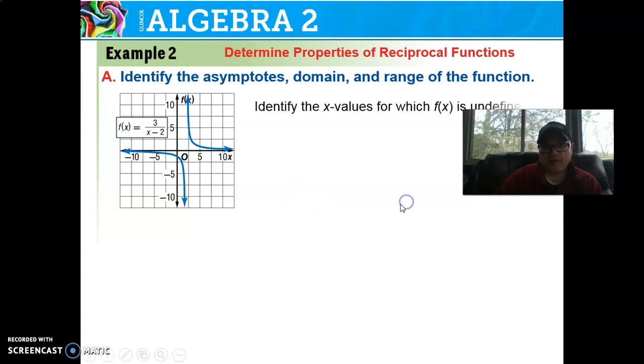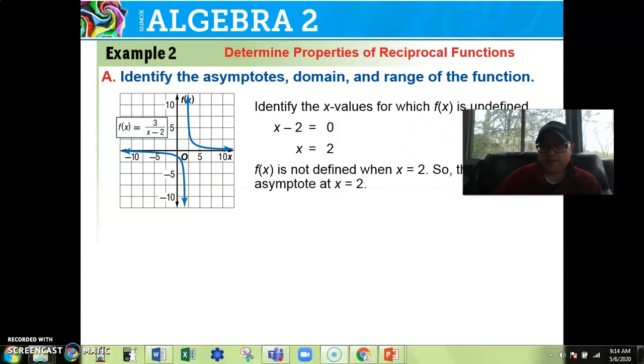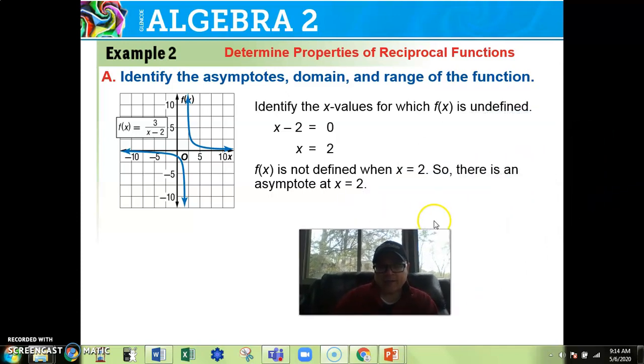So let's talk about vertical asymptotes. What x values do you see where the function is undefined? Here's the function, 3 over x minus 2. Looks like right here, what value do you think this is where the graph breaks apart? x minus 2 can't equal 0, which means when x equals 2, this function will be undefined. So the function is not defined when x equals 2, so there is an asymptote at x equals 2.